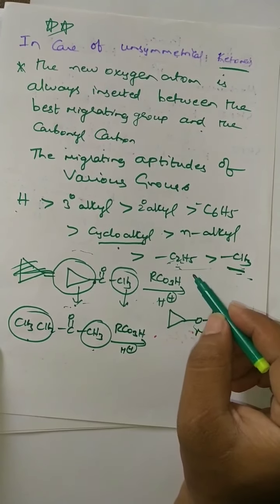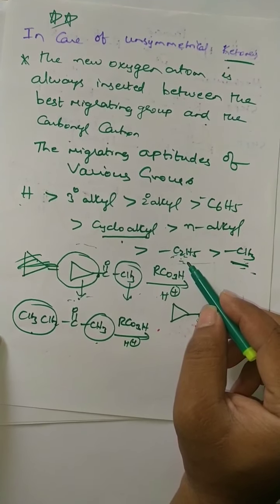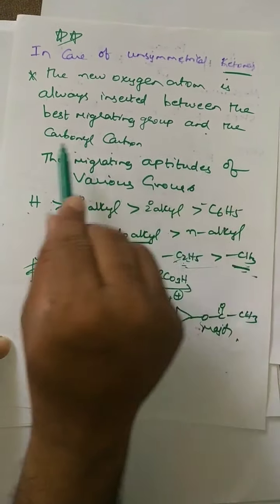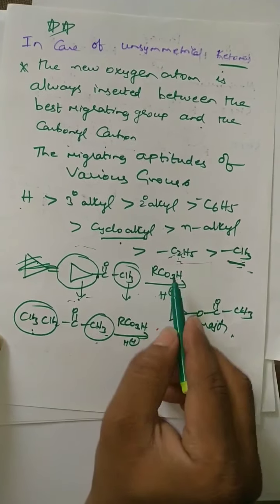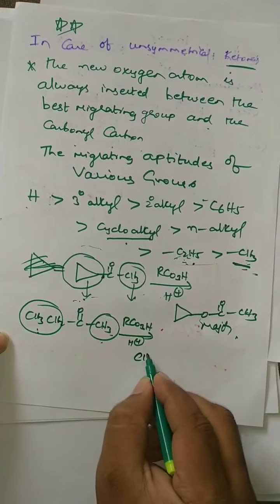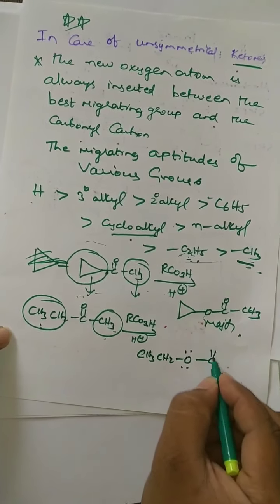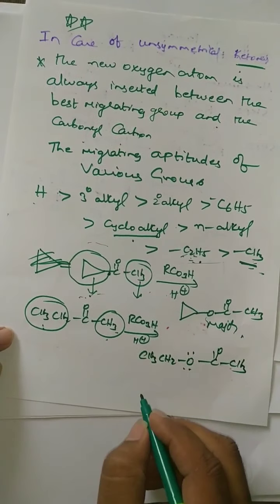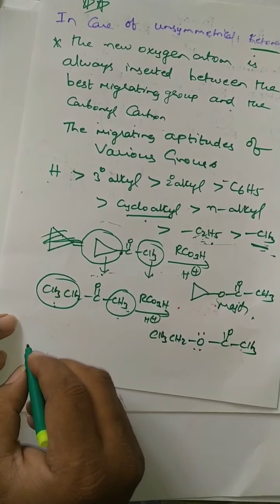So ethyl. Always remember that the new oxygen atom is always inserted between the best migrating group and the carbonyl carbon. So out of ethyl and methyl, which is the best migrating group according to this order? Ethyl group. So what will be the product? See here, the extra oxygen is inserted here. So I got this one. So understood students?